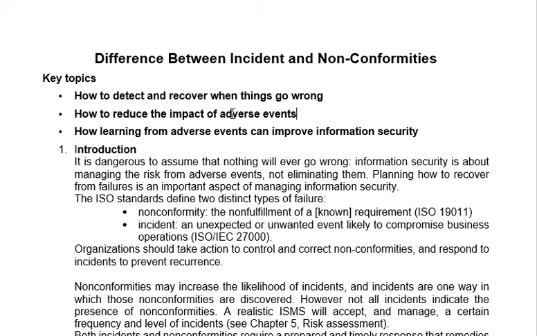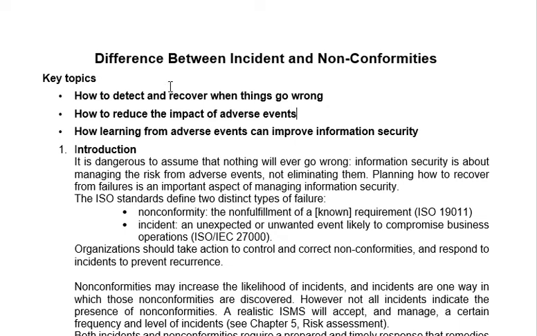It is observed that most of the people are confused between incident and non-conformity in information security or cyber security. Here we are going to cover ISO 27001, because during the audit phase we get confused between the incident and non-conformity, and people are also not able to understand whether an event is categorized as an incident or a non-conformity. So today we will discuss these things.